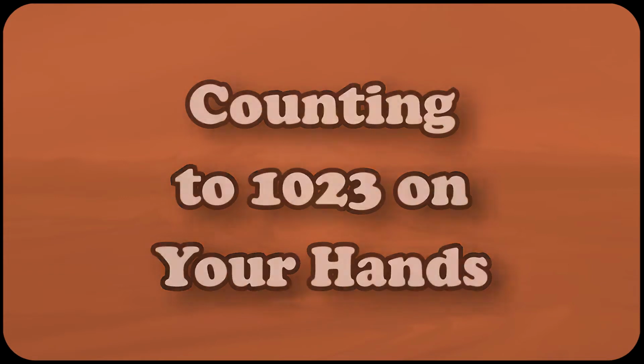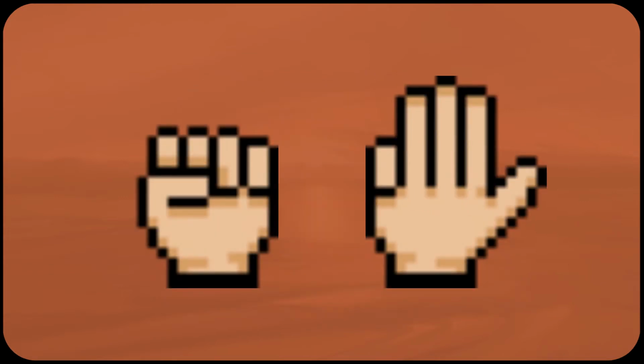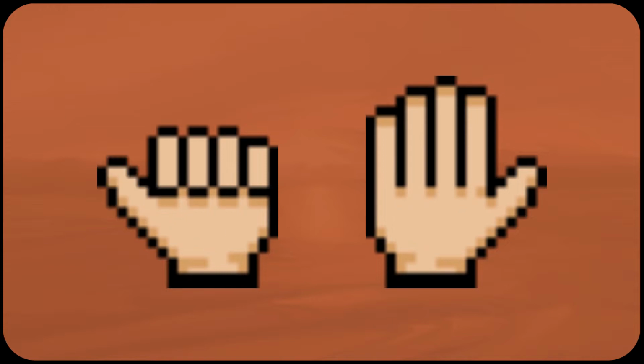Now I'm sure you all know how to count from 0 to 10, but how do we count higher than 10? The answer is not with our toes, but with the binary system.